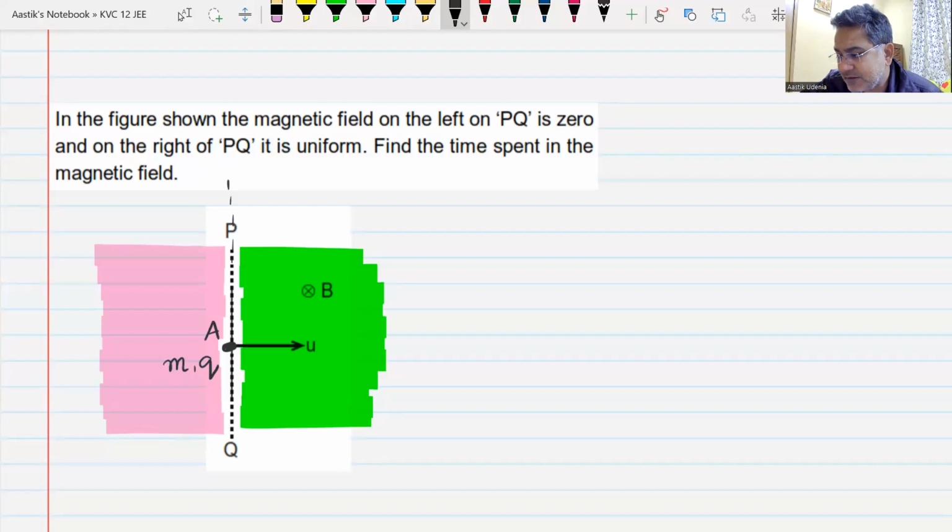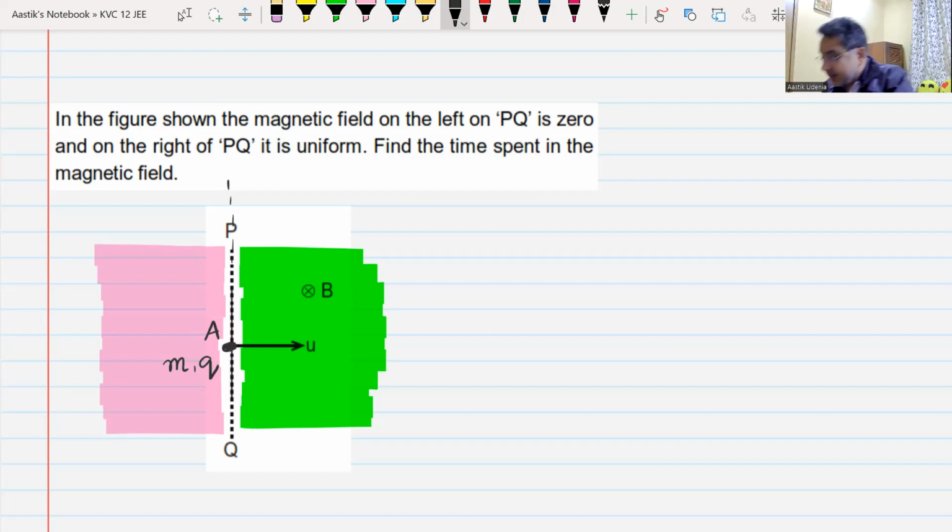So this is how the particle moves. As you can see, the angle between the velocity of the particle and B is how much? What is the angle between A and B? 90, sir. So how is this particle going to move? How is this particle going to move?